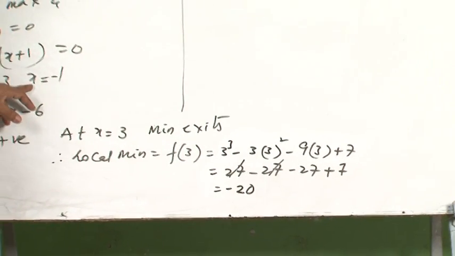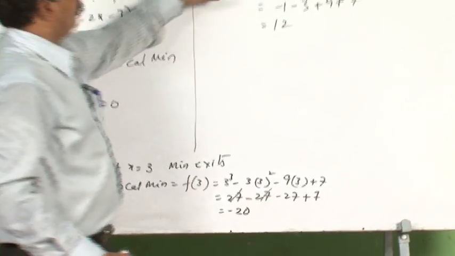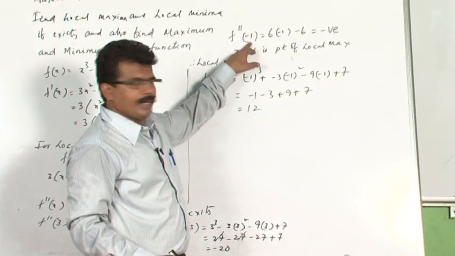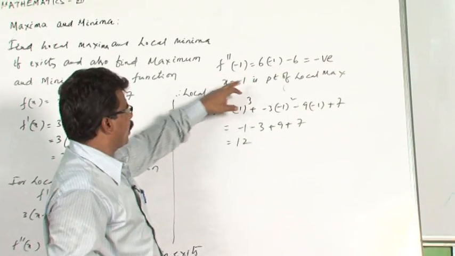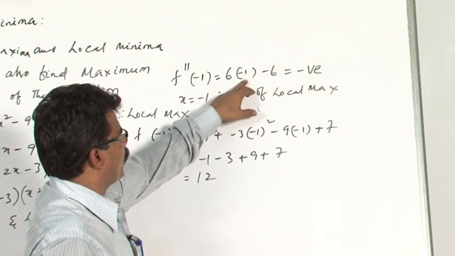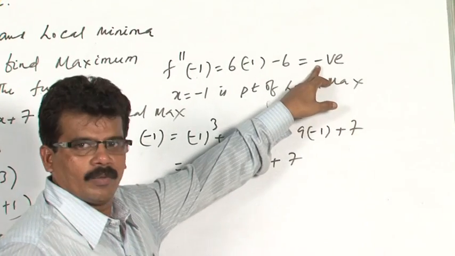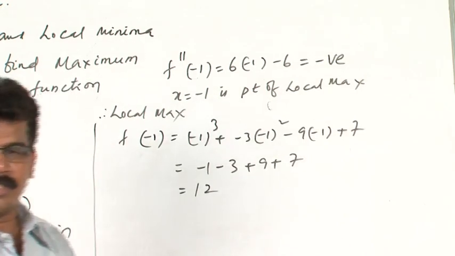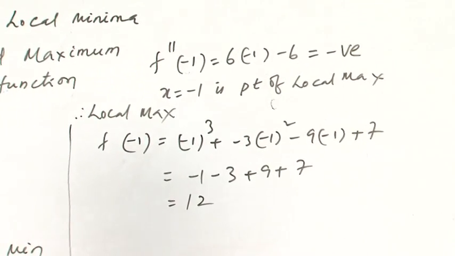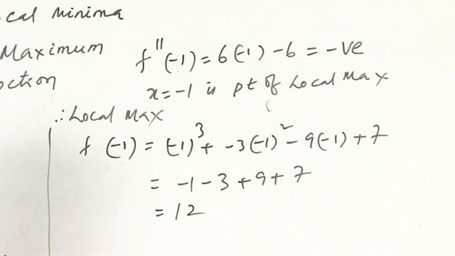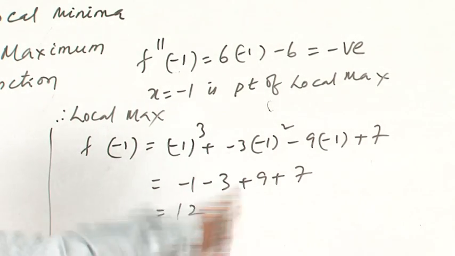Then the next critical point is x is equal to minus 1. Find f double dash at minus 1, the other critical point. Here it is 6 into minus 1 minus 6, which is clearly negative. We do not want the value, we want the sign, whether it is positive or negative. If it is negative, then you are getting a maximum, and if it is positive, you are getting a minimum.